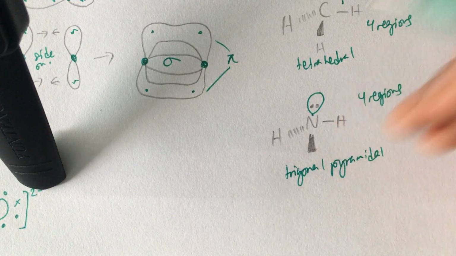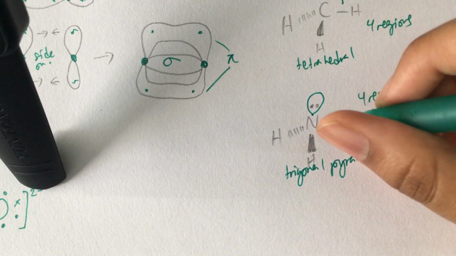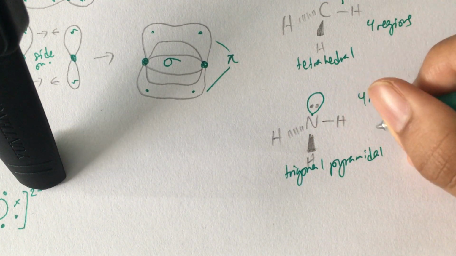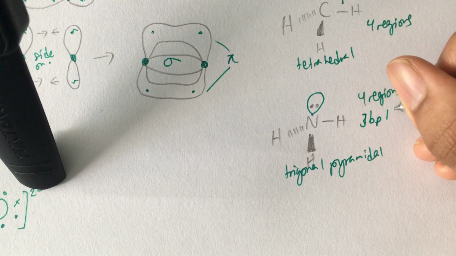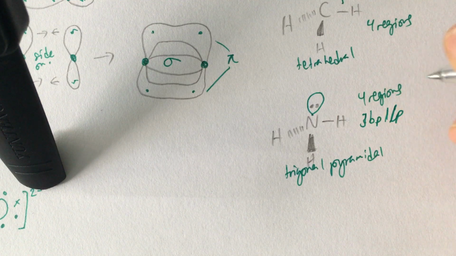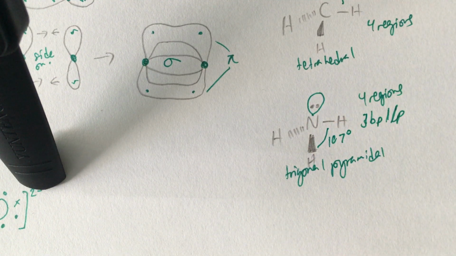So instead of calling it tetrahedral, we call it trigonal pyramidal. It's like the tetrahedron without the top part, basically. And the angle is a bit different because of the lone pair. The lone pair has a different repulsion compared to a bond pair.